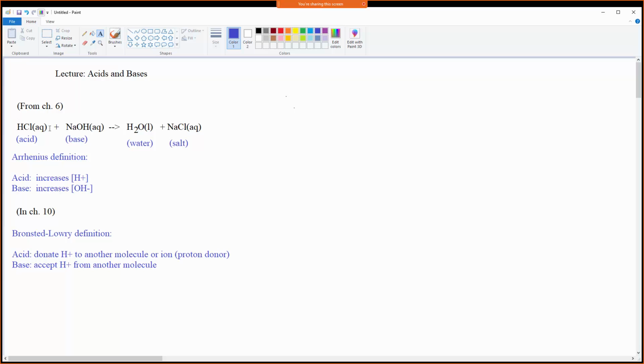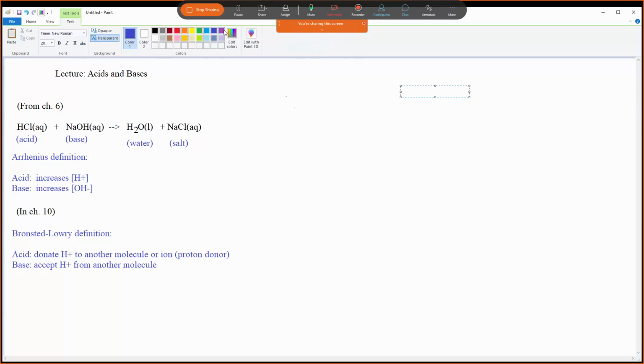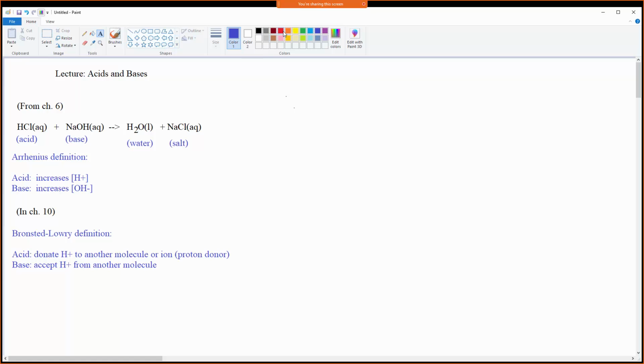Going back up to the equation that we saw here, according to the Arrhenius definition, this was the acid because it increased the amount of H+ in solution, and this was the base because it increased the amount of OH- in solution, and then those H+ and OH- reacted with each other to make water. We're still going to call it the acid and the base, but we'll say the acid is donating the H+ to the OH minus. And the base, the OH minus, is accepting the H plus from that HCl. Does that make sense?